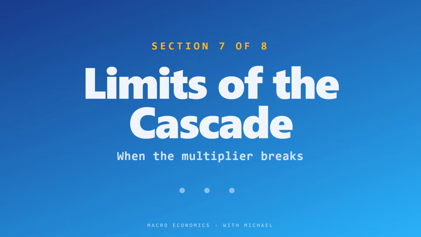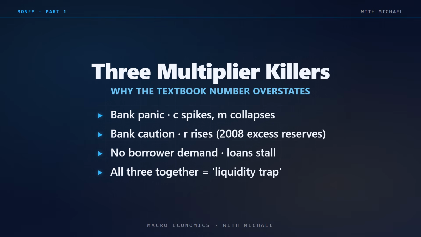Second, bank behavior. Banks may choose to hold excess reserves above the legal minimum, either for safety or because lending opportunities are weak. Higher R means a lower multiplier. This is exactly what happened after 2008. Banks parked trillions of excess reserves at the central bank rather than lending, and the multiplier collapsed even as the monetary base exploded through quantitative easing.